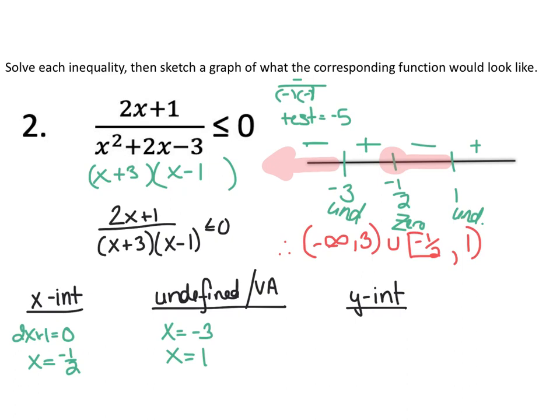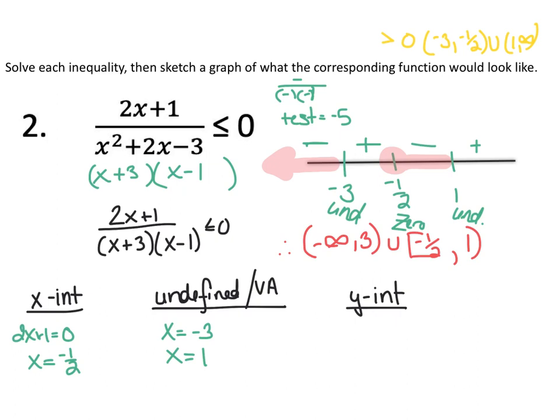On a side note, if this inequality had said greater than 0, not greater than or equal to, so where is it greater, that's positive. And again, not equal, so that would be between -3 and -1/2, and they would both get parentheses, union 1 to infinity. So once you've done all that work, it's really simple to answer different inequalities.